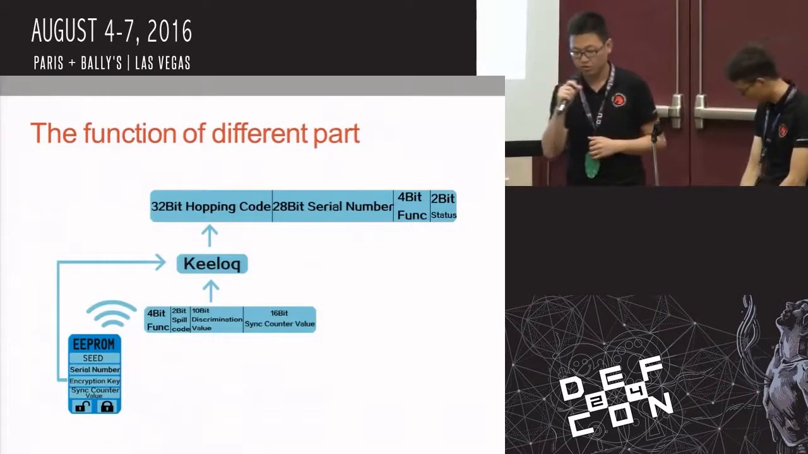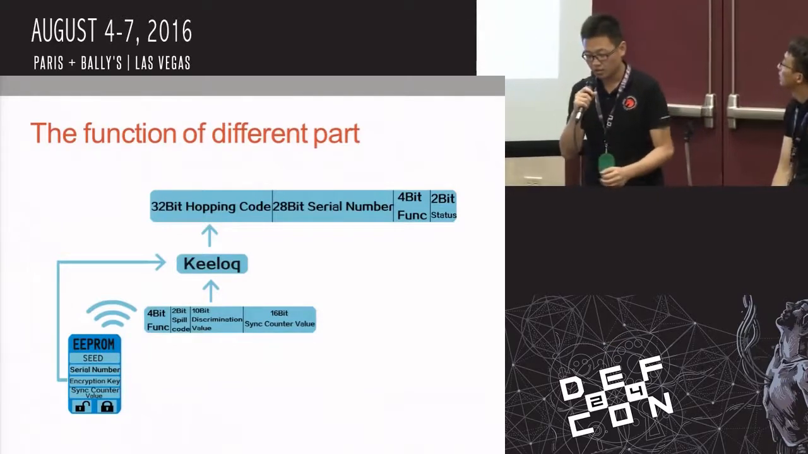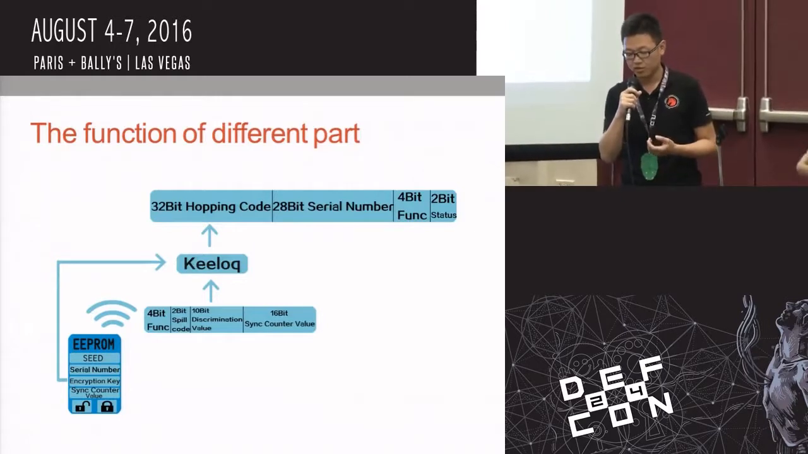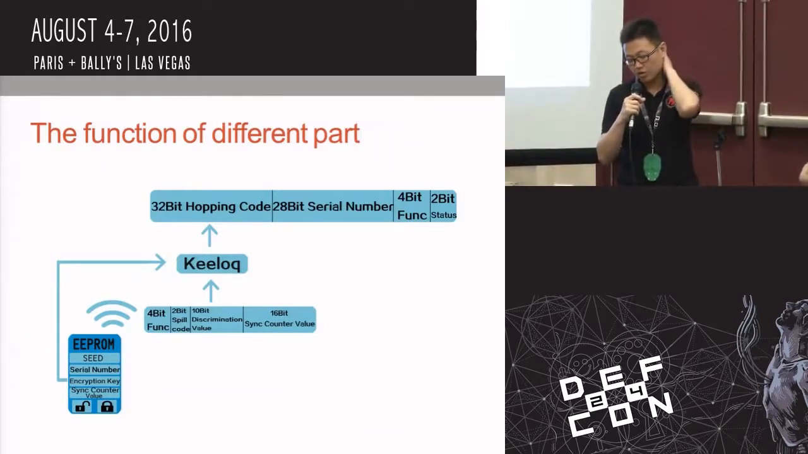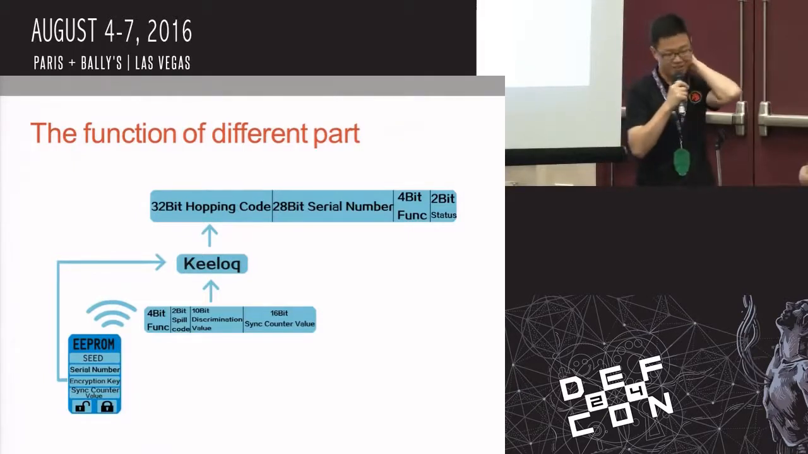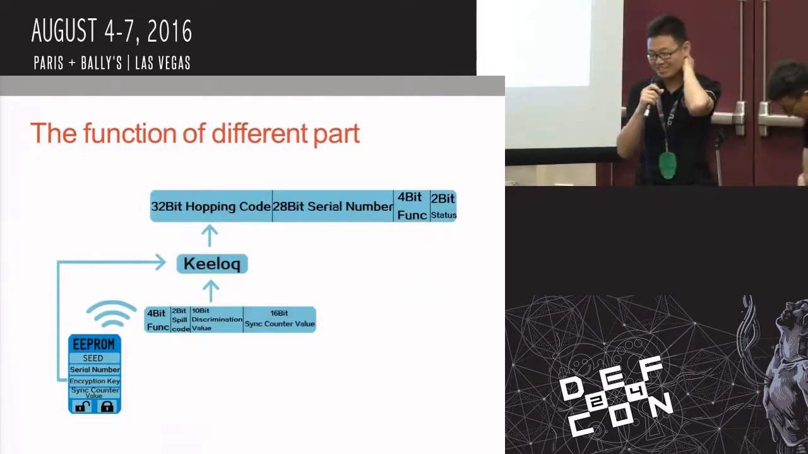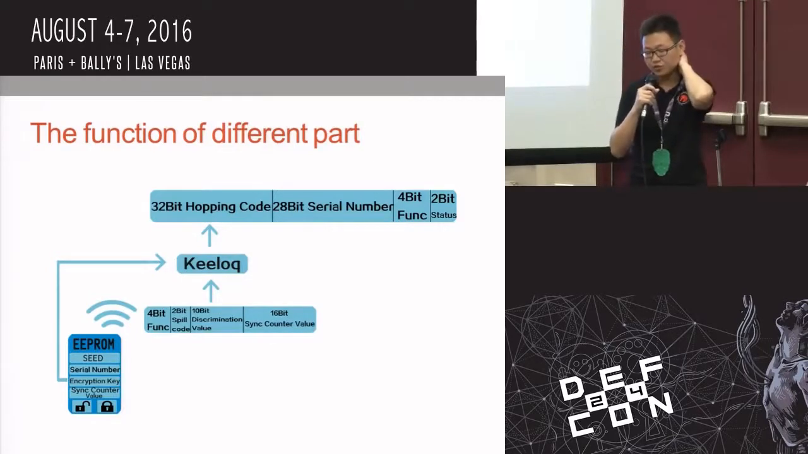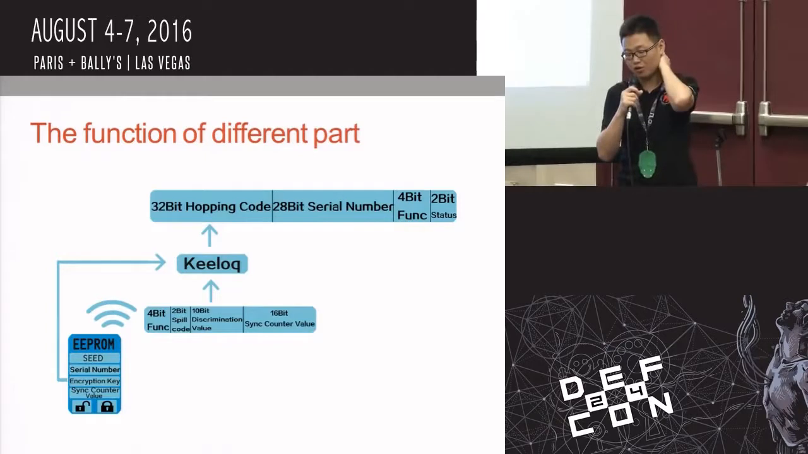Next we will introduce the data, first the hopping code and the serial number. The serial number is unique to every key fob. Every key fob has its own. And then is the function code. The function code tells the car whether to open the door, close the door, or do something else.